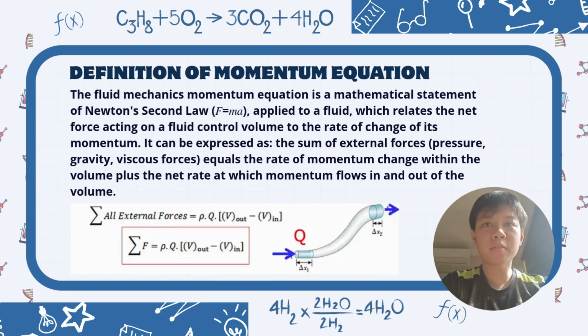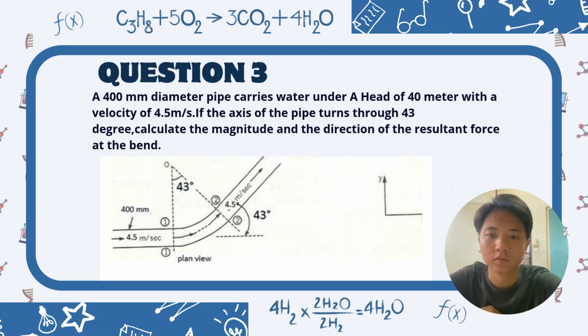Before we start to answer the question, we must understand the definition of the momentum equation. The fluid mechanics momentum equation is a mathematical statement of Newton's second law applied to fluid, which relates the net force acting on the fluid control volume to the rate of change of its momentum. It can be expressed as the sum of external forces, such as pressure, gravity, and viscous forces, equals the rate of momentum change within the volume plus the net rate at which momentum flows in and out of the volume.